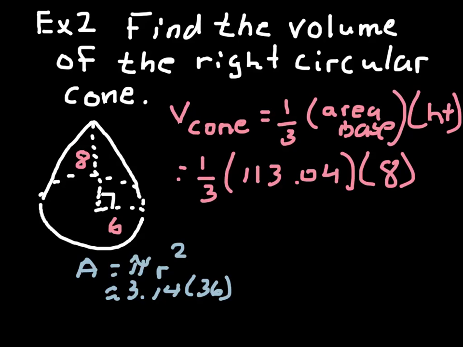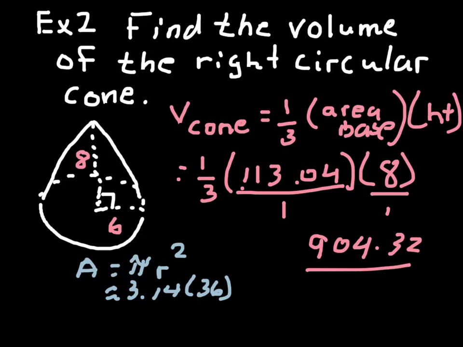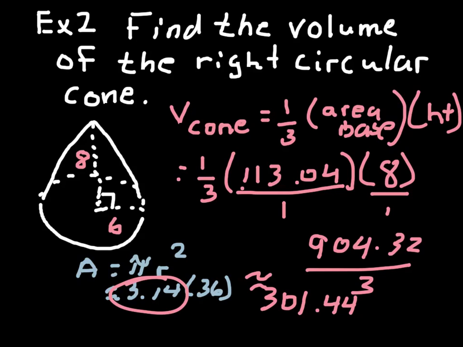Now in this example, I'm not even going to mess around with trying to cross cancel anything. There's really nothing to cross cancel. So I'm going to go with the other way that we can do these formulas, and that's to think of this as 113.04 over 1 and 8 over 1. Just like multiplying fractions, I'm going to multiply the top. I'm going to take 113.04 times 8, and in the top I get 904.32. And then I'm going to divide that by 3, which is the same thing as taking 1/3 of it. It comes out to 301.44. And that's approximate, not exact, because remember pi isn't exactly 3.14.